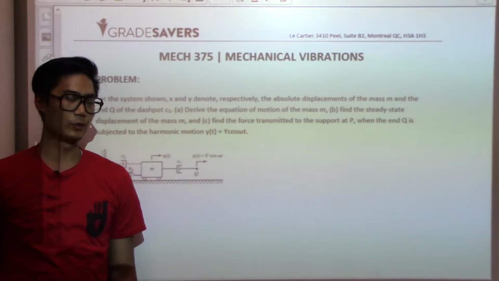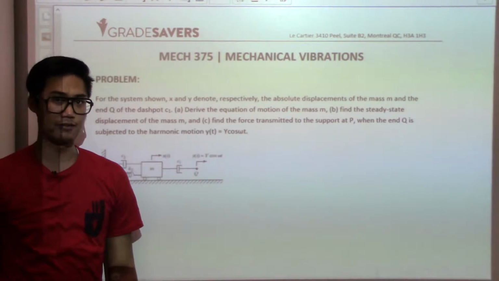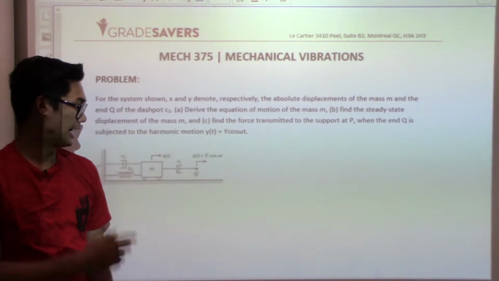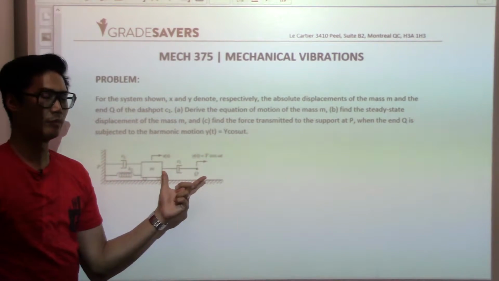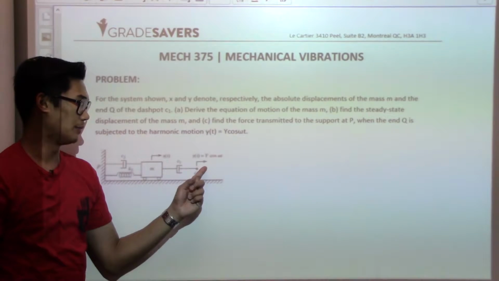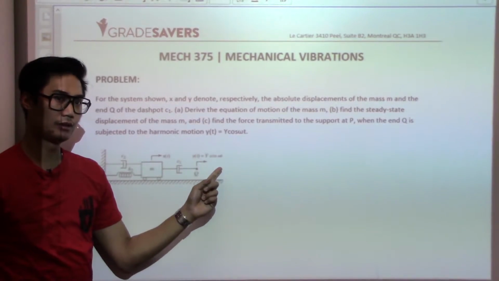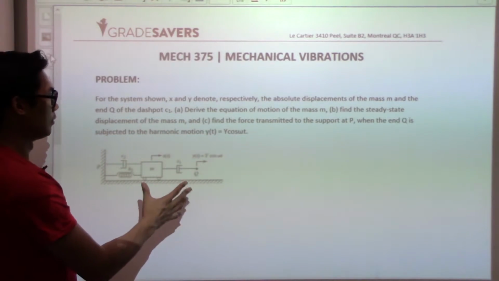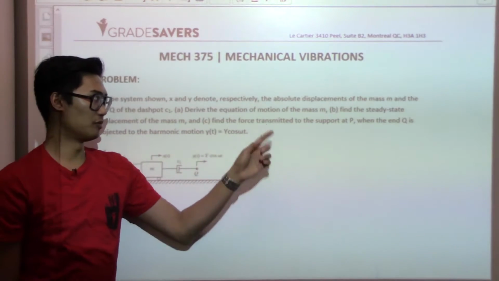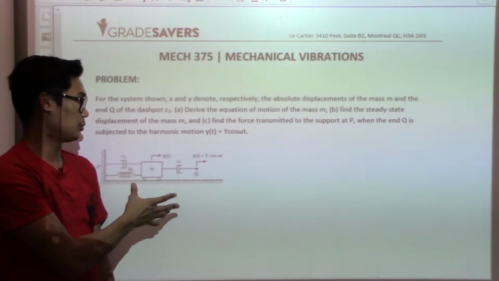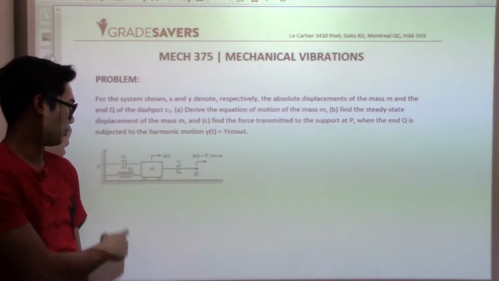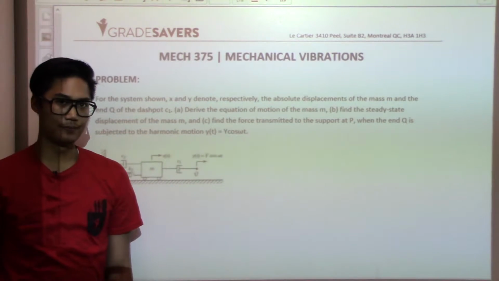Hello everyone. Here we have a sample problem for MEC 375, mechanical vibrations. In this problem, we see that we have a forced vibration problem because we have this input with this sinusoidal curve here. What they ask us for in this problem is to find the equation of motion, find the steady state displacement of m, and to find the force transmitted to point P.